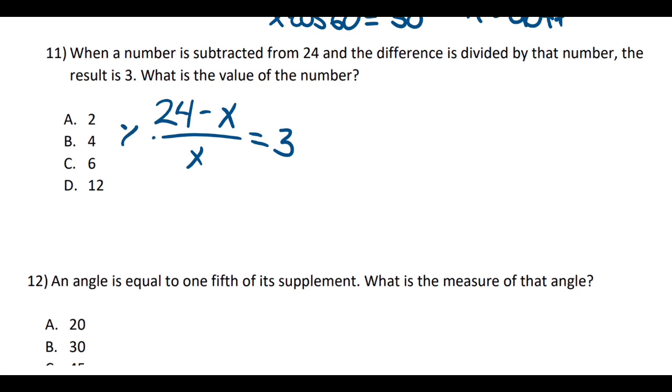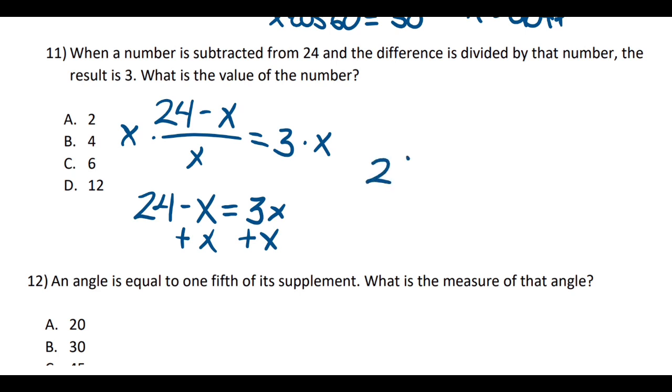First, we're going to multiply by x on each side. That's going to give us 24 minus x equals 3x. Then we can add x to both sides to get 24 equals 4x. And then finally, to get x by itself, we divide each side by 4 to get x equals 6.